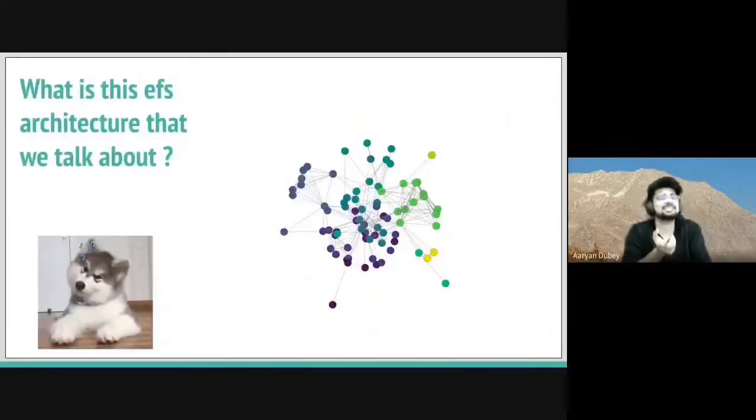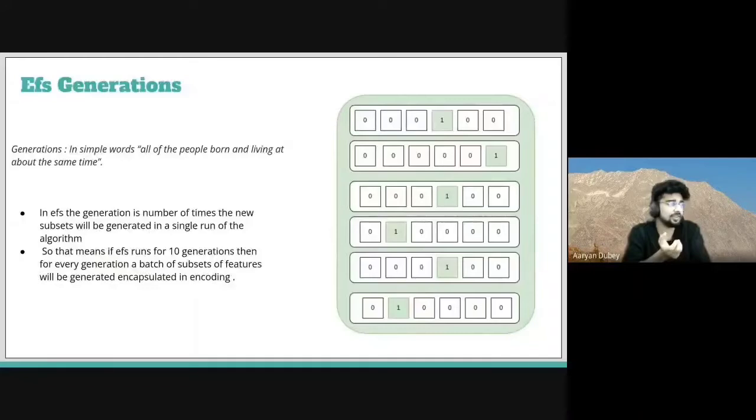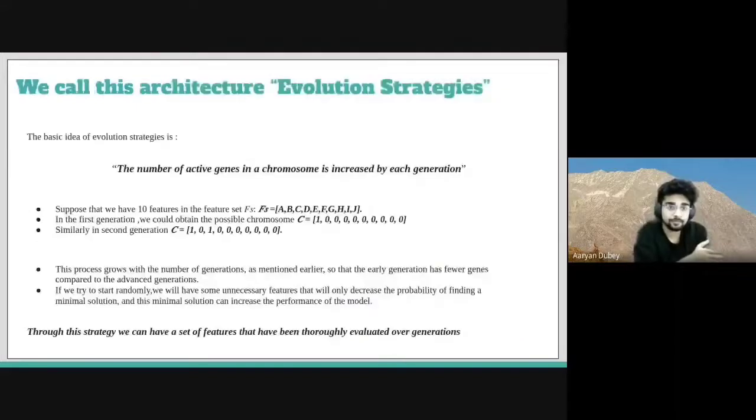So what is this EFS architecture that we talk about? First, we need to understand the EFS generation. Generation, in simple words, means all the people born and living at about the same time. In EFS, the generation is the number of times a new subset will be generated in a single run of the algorithm. So that means if EFS runs for 10 generations, for every run, there will be a subset of features generated, encoded in our encoding. So we call this architecture evolutionary strategies. The basic idea of evolutionary strategies is that the number of active genes in a chromosome is increased by each generation.